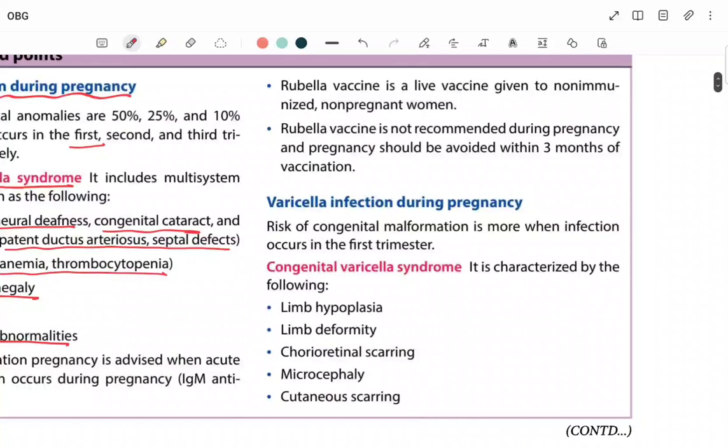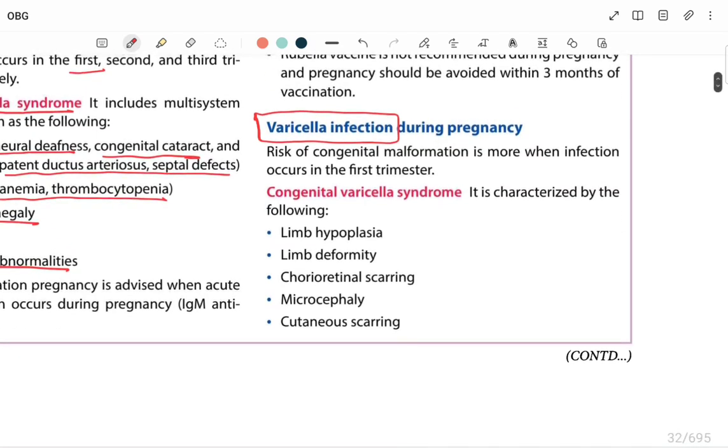So, rubella vaccine is a live vaccine given to non-immunized, non-pregnant women. Rubella vaccine is not recommended during pregnancy, and pregnancy should be avoided within 3 months of vaccination. Now, next, coming to varicella infection during pregnancy. The risk of congenital malformation is more when infection occurs in the first trimester.